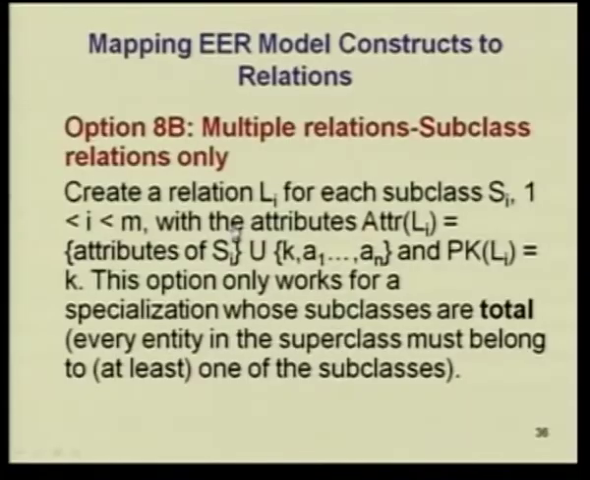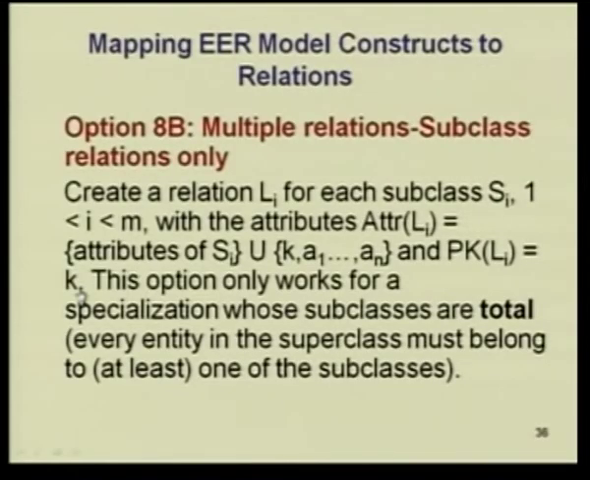The second option is you have multiple relations, but only for the subclasses. So, create a relation Li for each subclass Si, where the attributes are the attributes of Si, and now here is where the change is, union the attributes of the superclass itself, all the attributes of the superclass, where one of them will be the primary key, and the primary key of Li is nothing but the primary key of the superclass. Now, this option does not work in all cases, it will work only when the subclasses are total, that is all the subclasses take part only in a total relation. Every entity in the superclass must belong to at least one of the subclasses. Only in this condition you can avoid having a separate relation for the superclass.